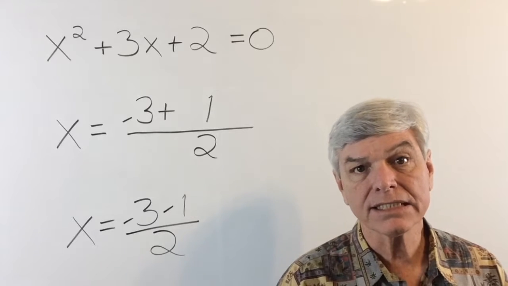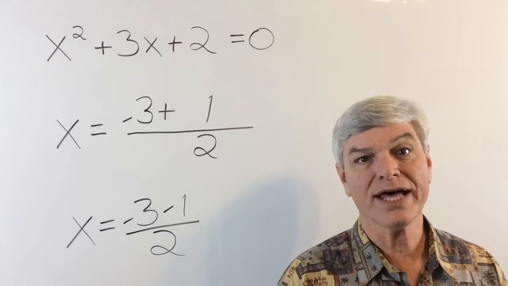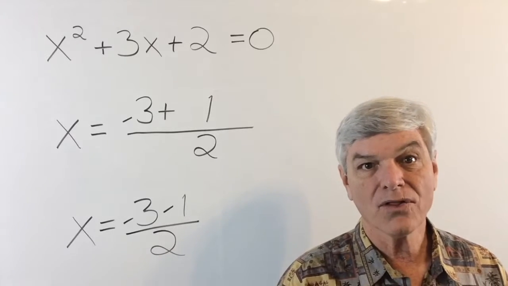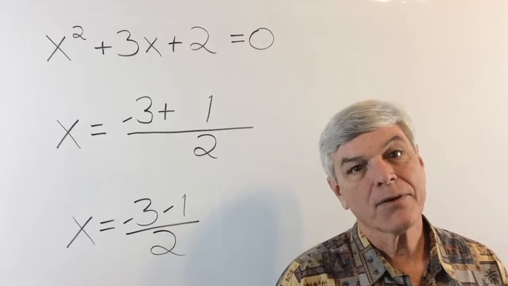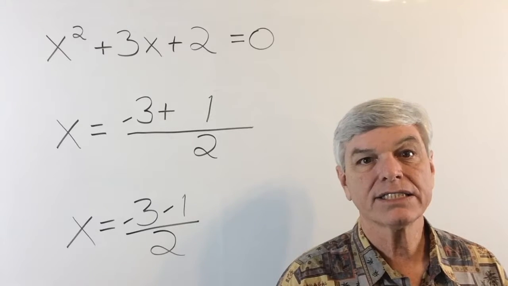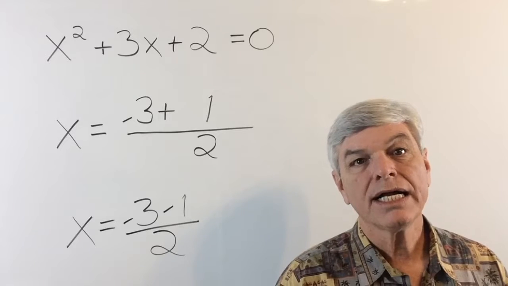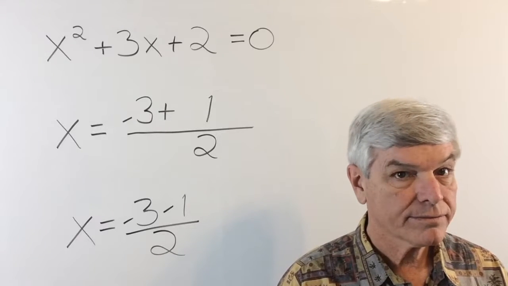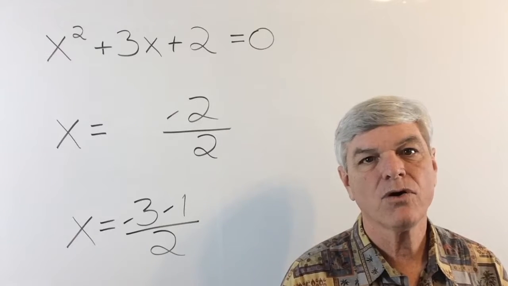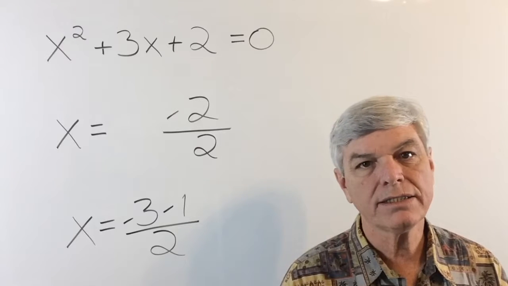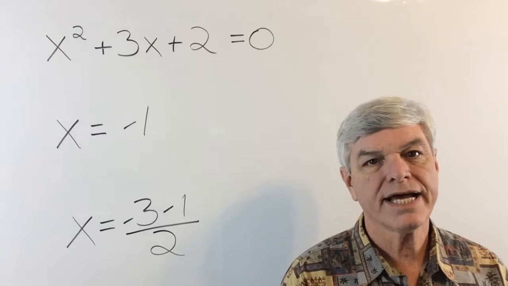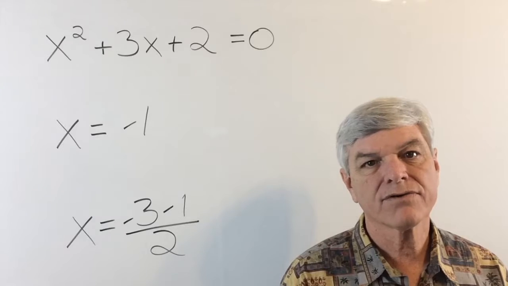And as you can see, this is a pretty good place to divide it. You don't want to do that from the very beginning and do all this work twice. But now that we're pretty much at the end of our calculations, that's going to work really well. Negative 3 plus 1 is negative 2 over 2, and negative 2 over 2 is negative 1. And so that is our first answer.